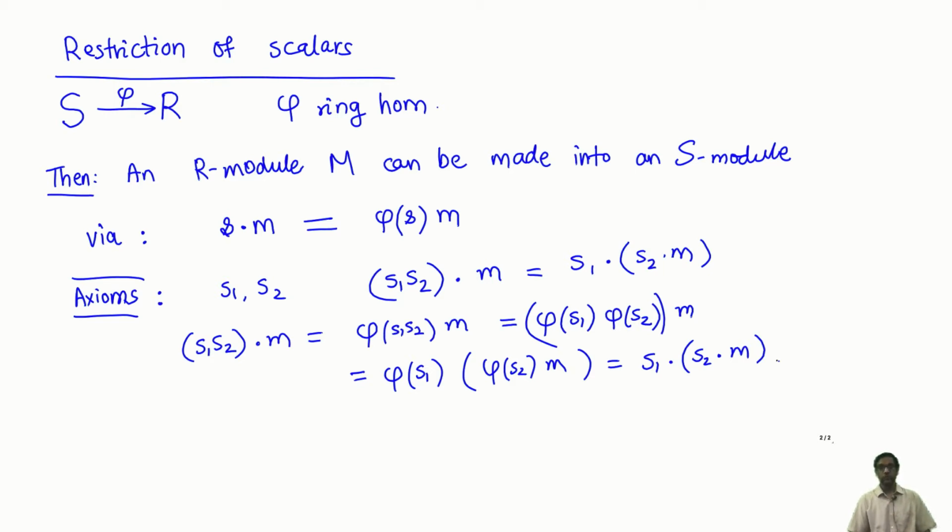Okay, and so on. All the other axioms involve similar verifications. We will need to use all the properties of phi: phi(s1 + s2) is phi(s1) + phi(s2), as well as phi(1) equals 1. Identity goes to identity. So all of these will be involved. It's easy to check all the axioms, so I leave that for you. This process by which you can make an R module into an S module is called restriction of scalars, even though it's slightly more general than the notion of truly restricting scalars.